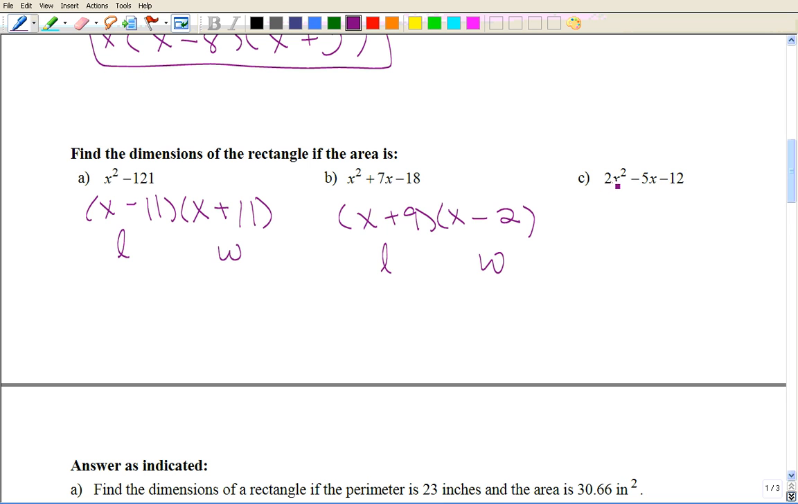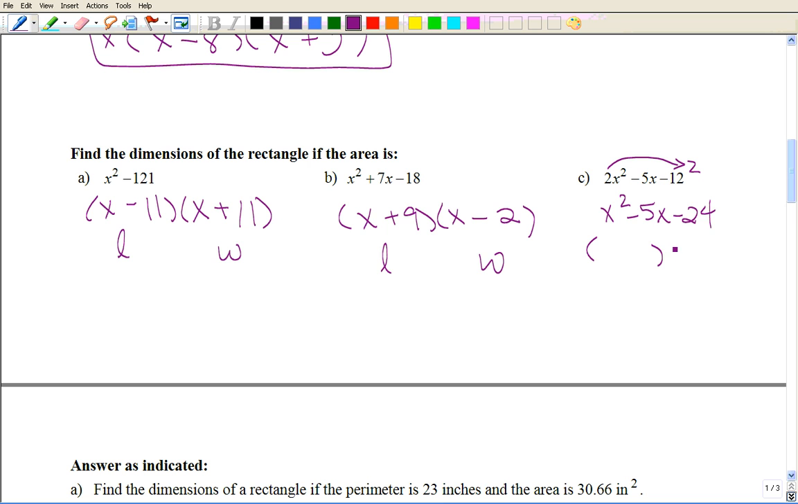And then finally, 2x squared minus 5x minus 12. This one, there's not a GCF we can take out. It has a value for a, so we need to factor with that in mind. For this, again, my favorite is to use the slip and slide, so I'm going to move the 2 over here. So I have x squared minus 5x minus 24 now.